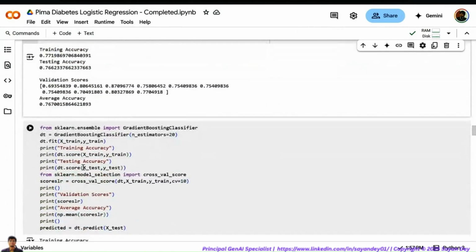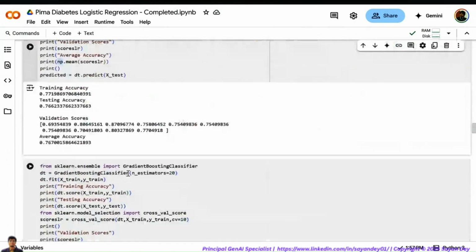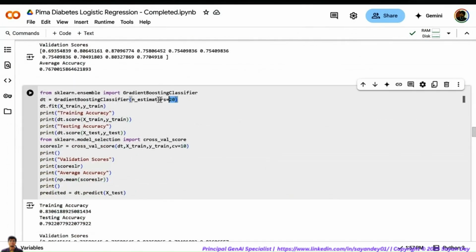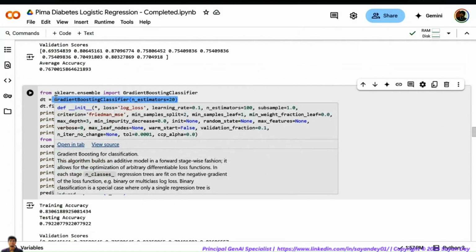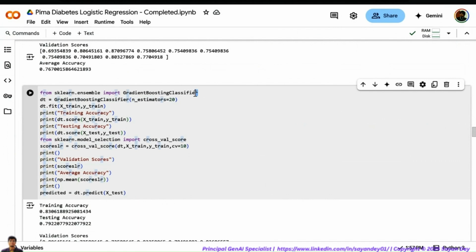Now next up, let me show you. We are trying out a gradient boosting classifier. This is a variant of a classification algorithm that we are using. Just like we had gradient boosting regressor, similarly we have something called gradient boosting classifier. So this is a non-linear classification algorithm, just like gradient boosting regressor is a non-linear regression model.